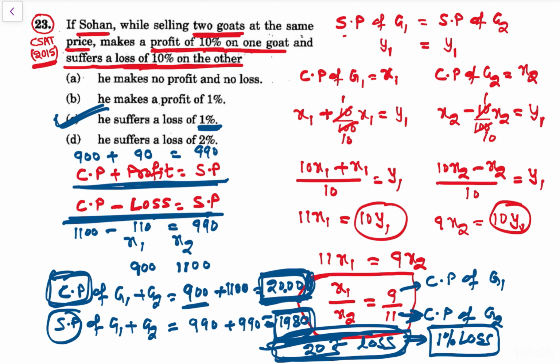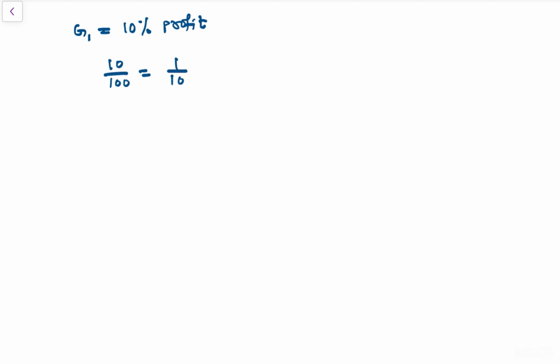So this is the first method, the normal method, where we used the formula of CP and SP. Now we can also do it with a short technique. Goat 1 is given a 10% profit when we sold it. 10% profit can be written as 10 by 100, that is 1 by 10. So this is 10 plus 1, which is 11 by 10. 11 is always below, this is CP and this is SP.